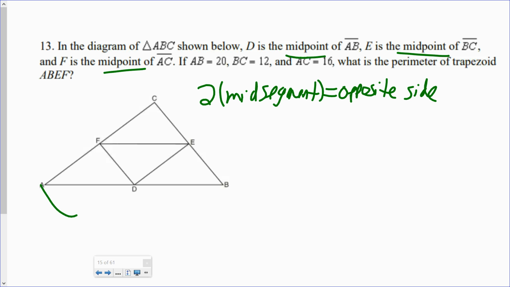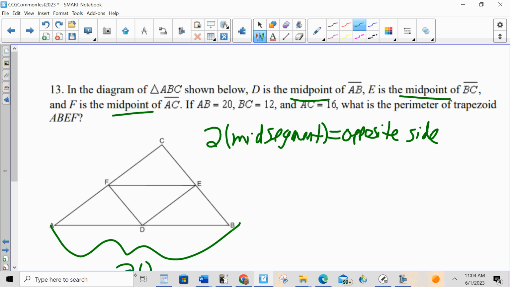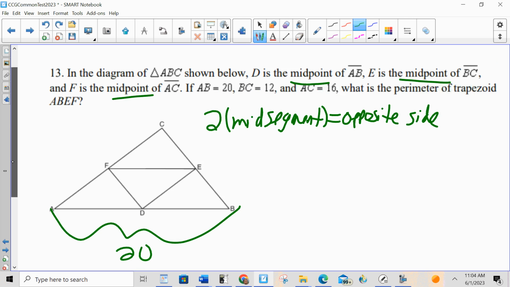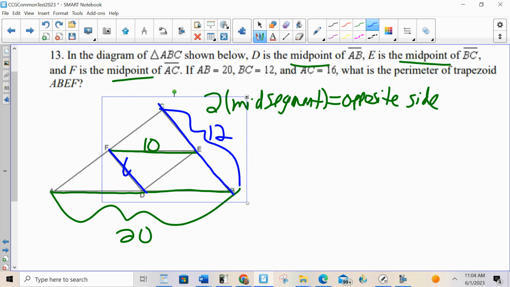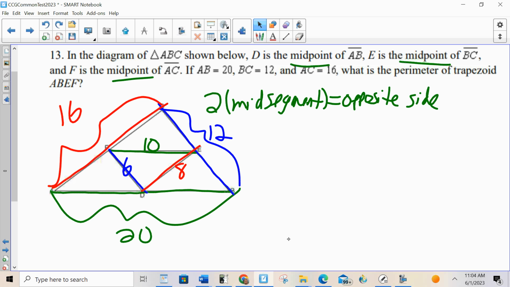So if AB is 20, FE, this midsegment, must be half of that, which must be 10. If BC is 12, then this midsegment must be half of that. And if AC is 16, then this midsegment must be half of that. So now it's asking me for the perimeter of trapezoid A, B, E, F.